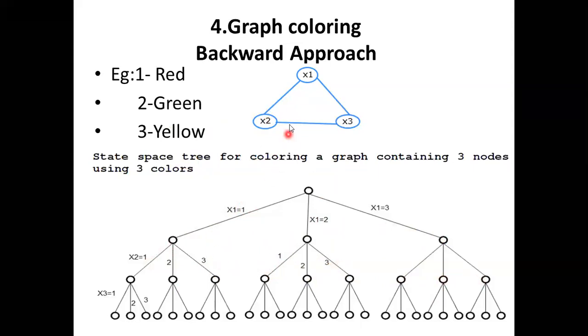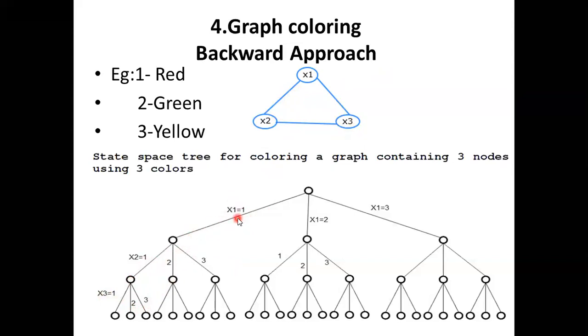Now you see here, x1 is red, because x1 is red. x2 is also red. Then for x3, which are the options? Again, 3 options. x3, I can make it red, or I can make it green, or I can make it yellow.